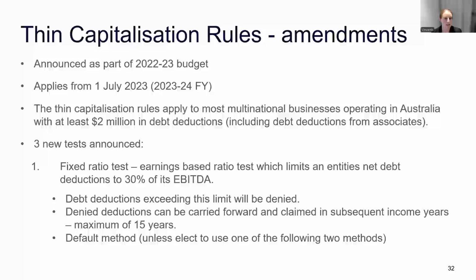So the first test is a fixed ratio test, and it's an earnings-based ratio test, which limits an entity's net debt deductions to 30% of its earnings before interest, tax, depreciation and amortization. And then any debt deductions exceeding this 30% limit will be denied. However, under this test, the denied deductions can be carried forward and claimed in subsequent income years, for a maximum of 15 years. Now, this is the default method to use unless you elect to use one of the next 2 methods.